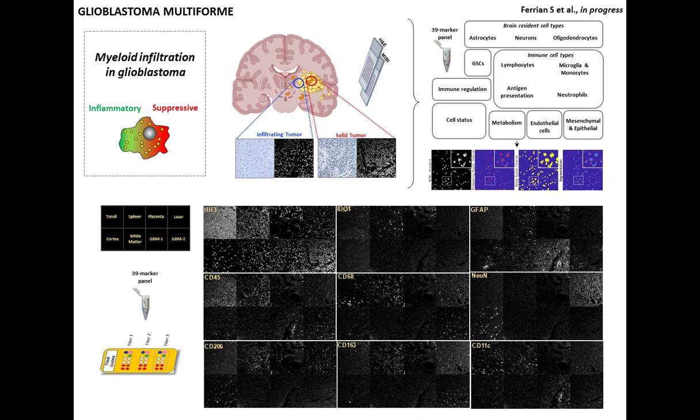And here below simply displays how MIBI validation has been carried out for this project, where appropriate tissue controls like tonsil, spleen, placenta, liver, normal and neoplastic brain tissue were included to assess specificity and sensitivity for each target included in the panel.